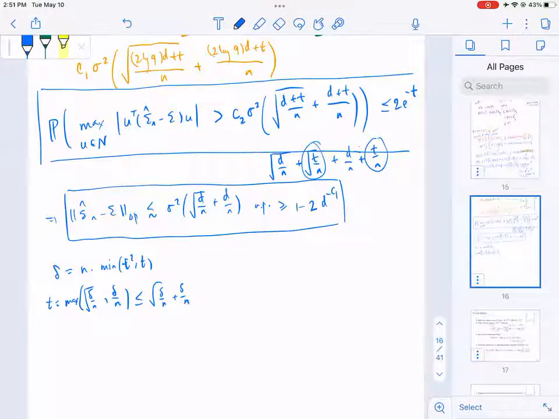Questions? So this argument is very useful, and you can see it's not very complicated, but it gives you a very nice non-trivial result about the operator norm performance of the sample covariance matrix, basically. Questions, comments?